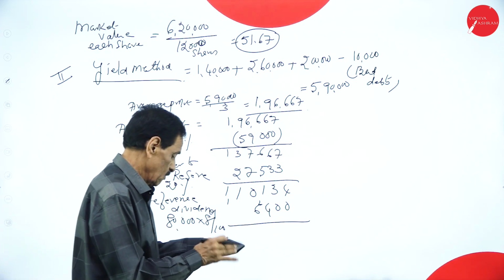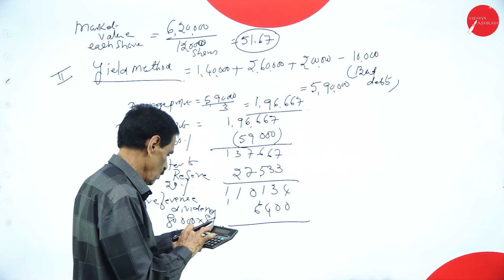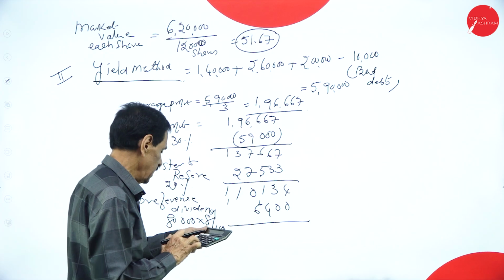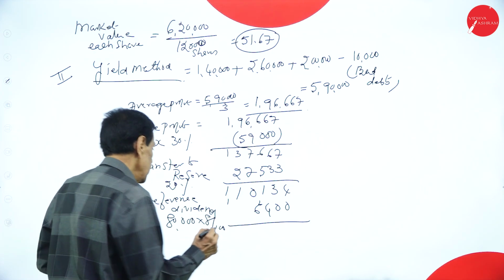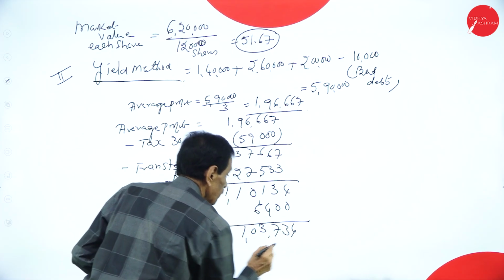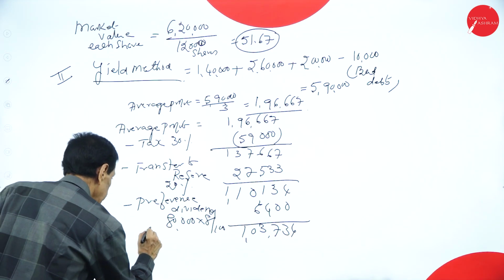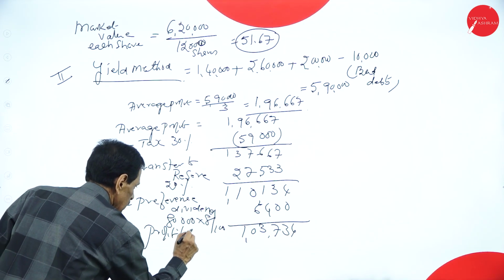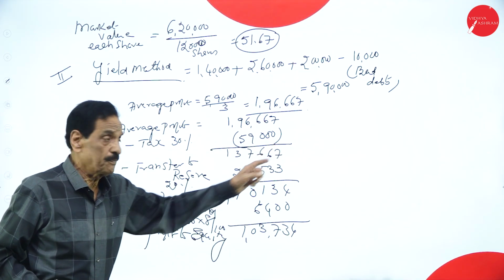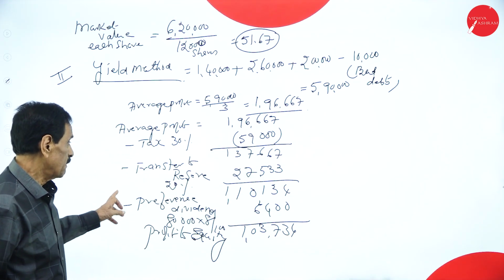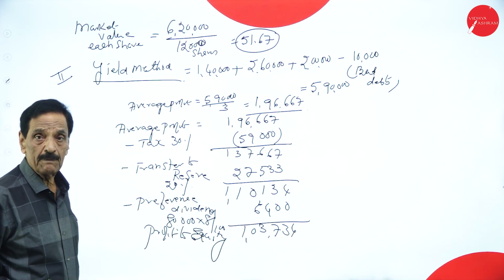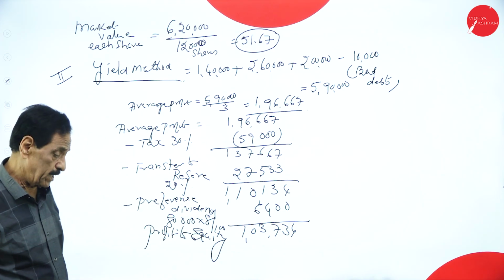Deduct: 1,10,134 minus 6,400 is equal to 1,03,734. Profit to equity: as a procedure, average profit minus tax minus transfer to reserve minus preference dividend, whatever the amount available, that is a profit to equity shareholder.